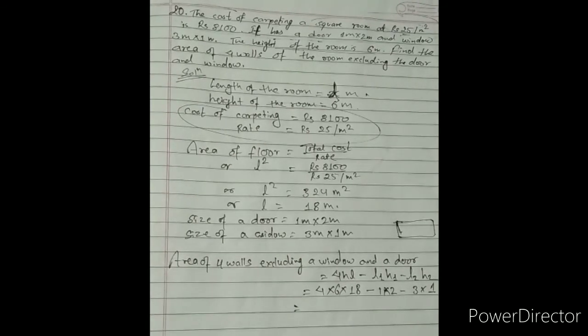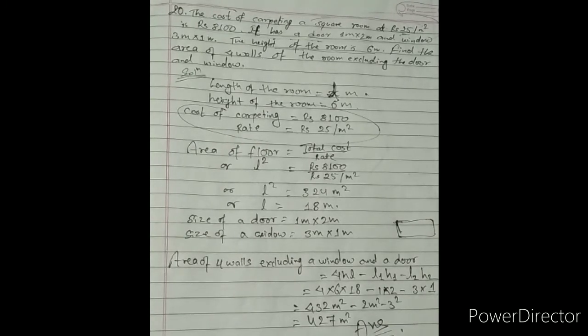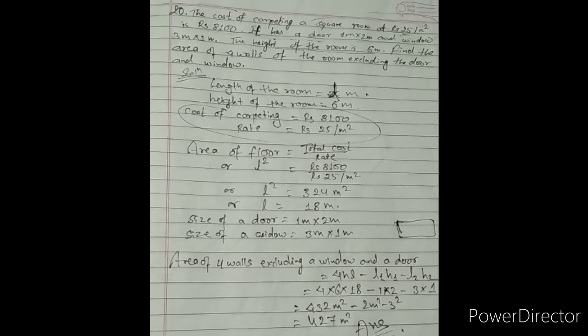Now multiply this, 18 into 4 into 6, 432 meter square, minus 2 meter square, minus 3 meter square, minus 5, it will be 427 meter square is the area of wall excluding windows and door.